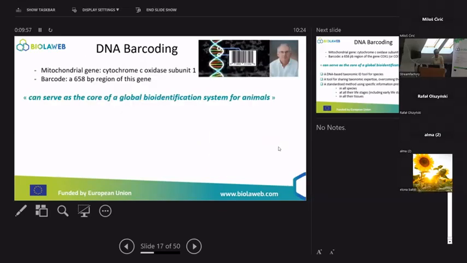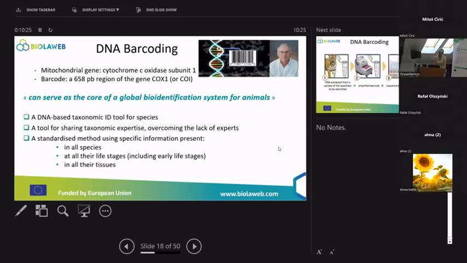Okay. So his idea was to use a mitochondrial gene, cytochrome C oxidase subunit 1, with a barcode region, not so short in fact, of 658 base pairs of this gene that could serve as the core of a global bioidentification system for animals. So that was his hypothesis.